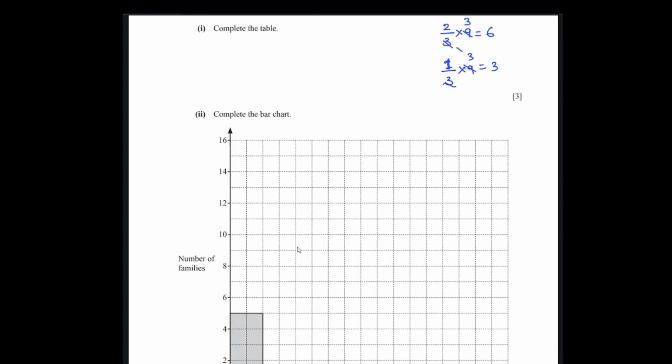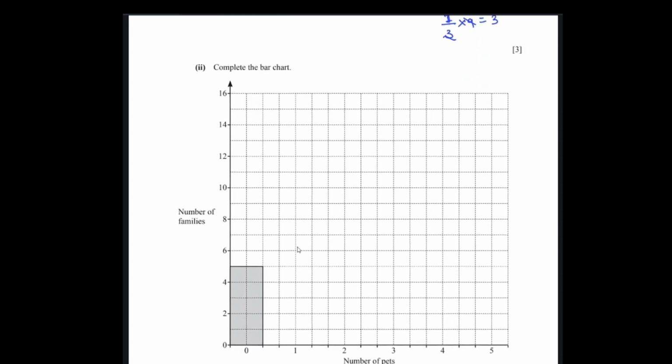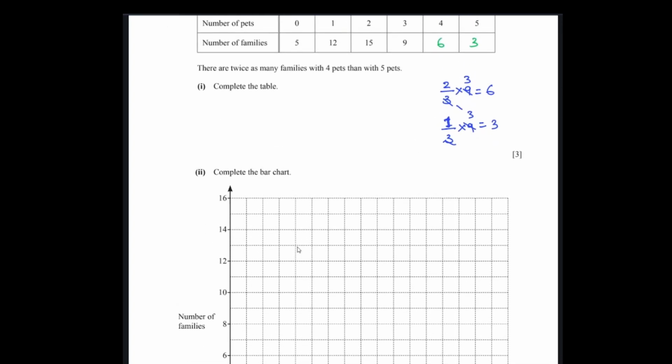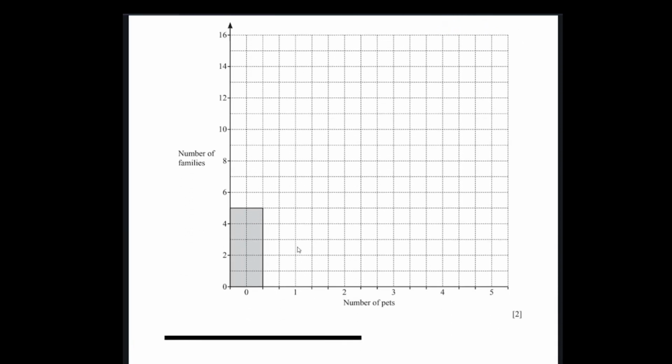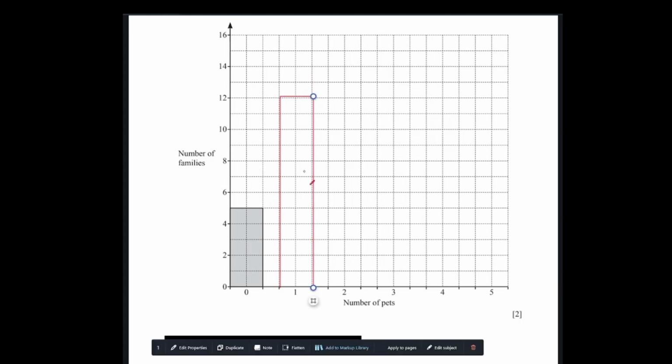Question number 2. Complete the bar chart. Now we need to draw the bar chart using this data. So 0, 5 is already done for us. Now we'll do 1, 12. 12 is here. So take your rulers and draw the bar from this starting point for 1 to this ending point. So draw the line till 12 and then make a bar. Sorry about the alignment, students. Sometimes the app won't align it on the proper line, so you have to understand that it is on the line.